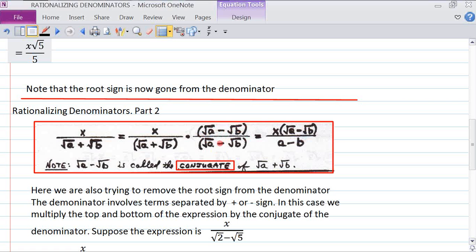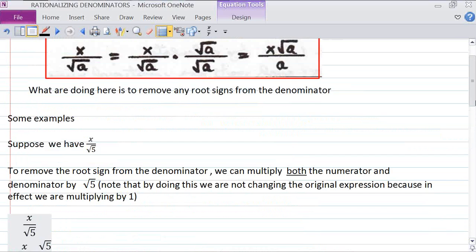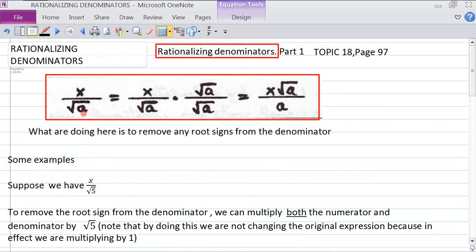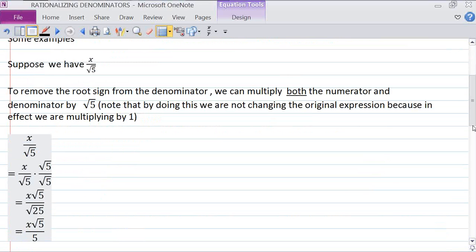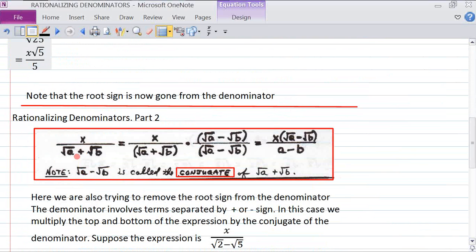This divided by this is 1. So first of all, when you're looking at the problem, if there is no plus or minus sign, you just multiply by whatever is in the root sign here. But if there's a plus or a minus between two terms, as we have over here, then you use the conjugate.